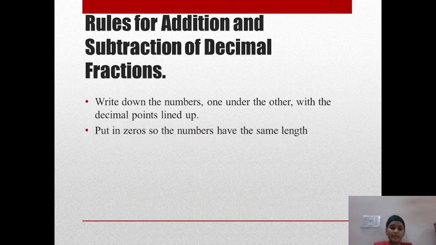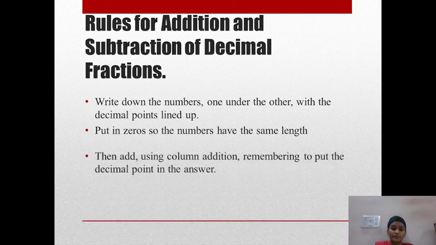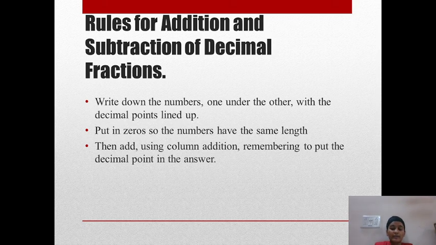Put in zeros so the numbers have the same length. In the first example, the addition example, we had put 2 zeros to have the same length of the two numbers. Then add using column addition, remembering to put the decimal point in the answer. Now the most important part here is you have to put the decimal point. If you forget to put the decimal point, then you will lose your marks. So be very careful when you put the decimal point.